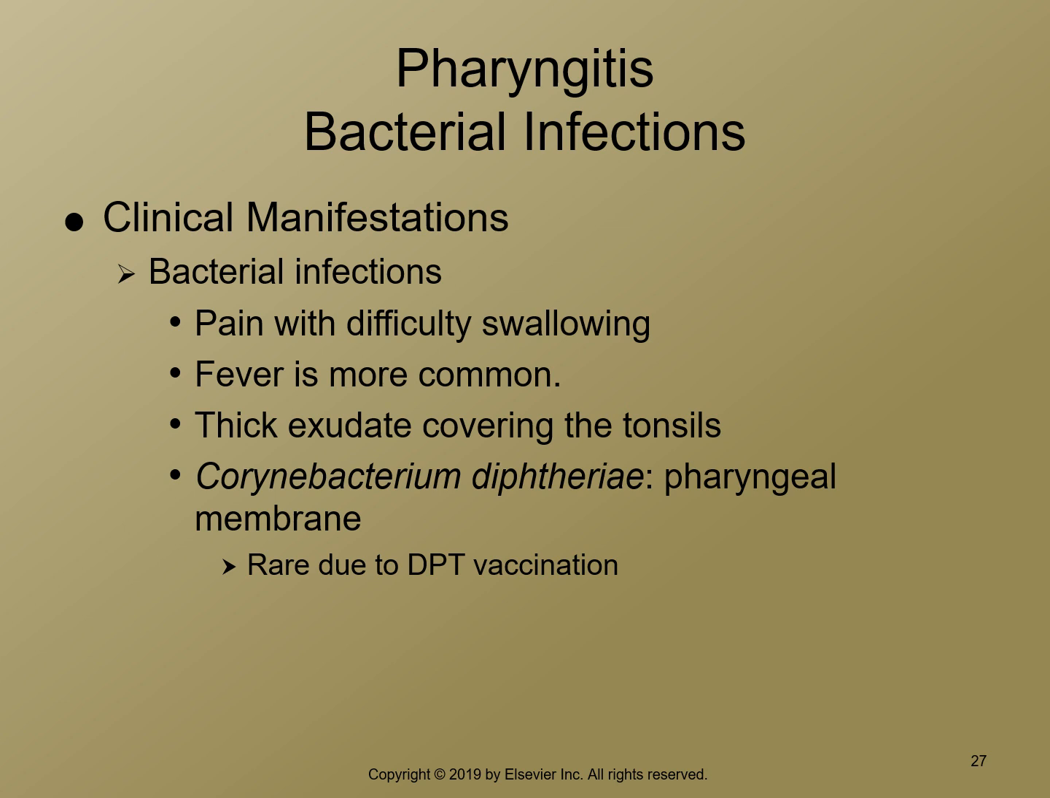Corynebacterium diphtheriae causes a highly contagious and potentially fatal form of bacterial pharyngitis called diphtheria. In this presentation of pharyngitis, a thick pharyngeal membrane is present in the tonsillar area. Corynebacterium diphtheriae infection associated with pharyngitis is rare in the United States due to the diphtheria pertussis vaccine.